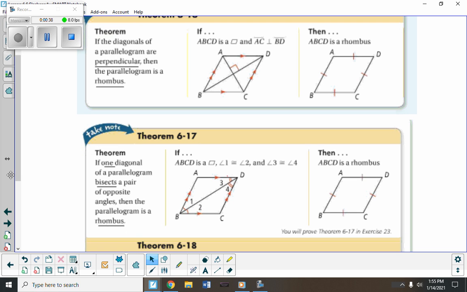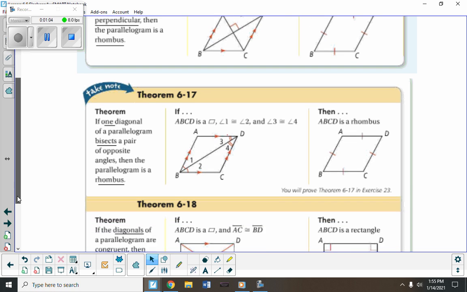The next theorem says, if one diagonal of a parallelogram bisects a pair of opposite angles, then the parallelogram is a rhombus. So if we know we have opposite sides parallel, so it's a parallelogram, and one of the diagonals is bisecting opposite angles, then you know you have a rhombus. So in other words, all of the sides have to be congruent because that's what we know about a rhombus.